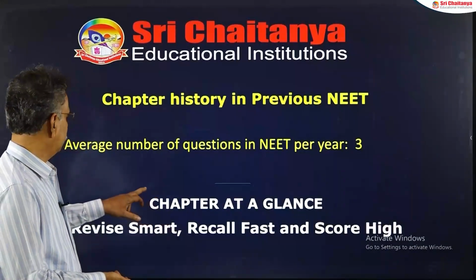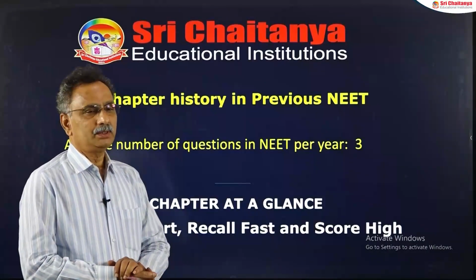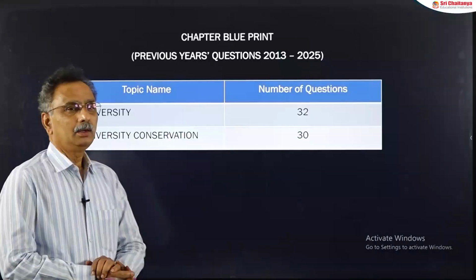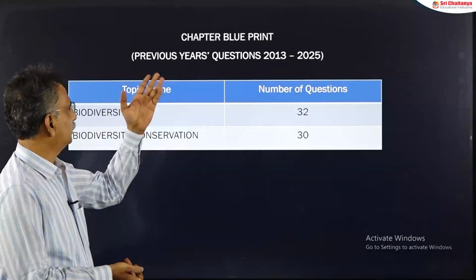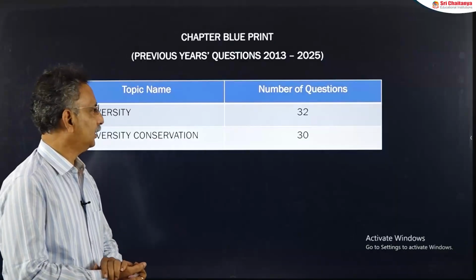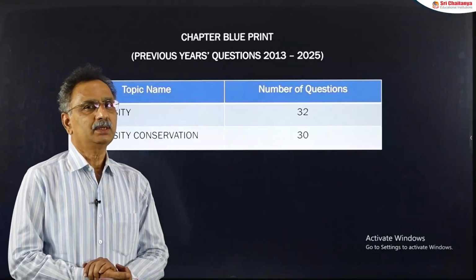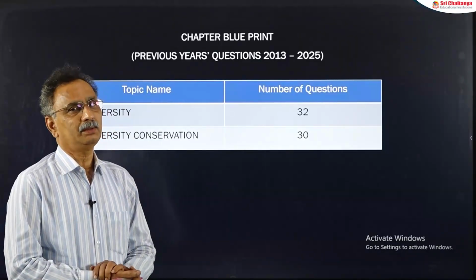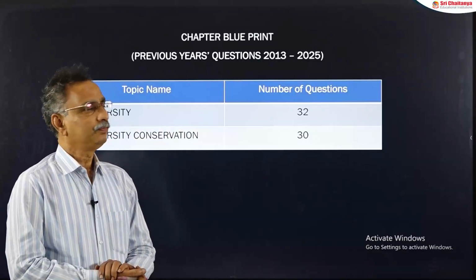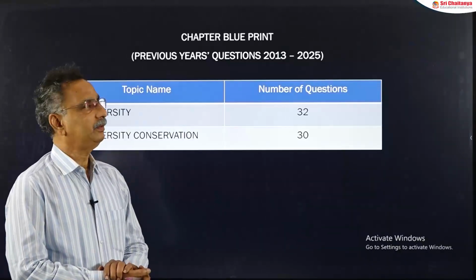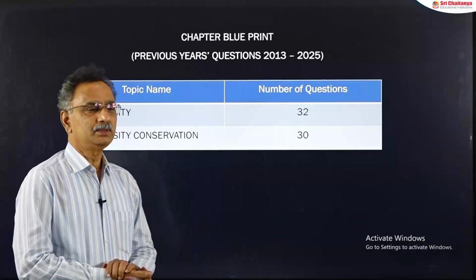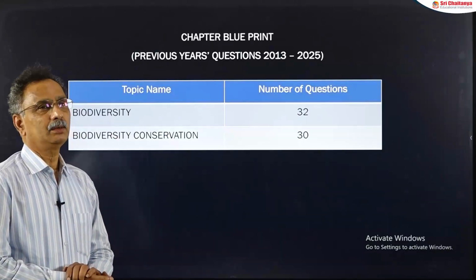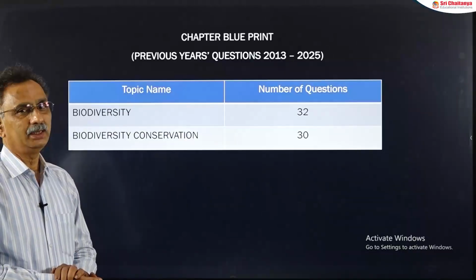Of this, we have the division-wise breakdown. If you take the previous years 2013 to 2025, the biodiversity part has 32 questions and the biodiversity conservation part itself has 30 questions. So now you can understand the importance of this chapter in the previous NEET examinations, and no part of this is deleted, though you may be aware that some chapters have been deleted when compared to the earlier book.